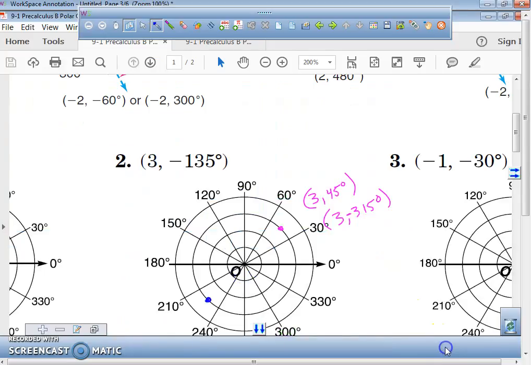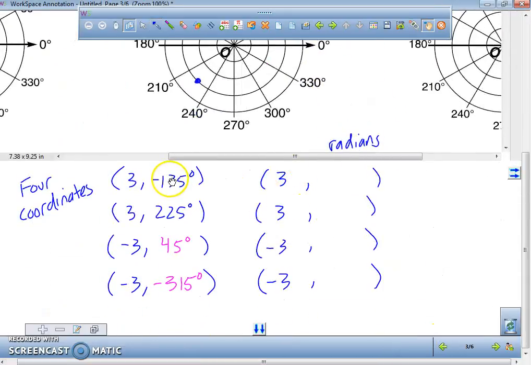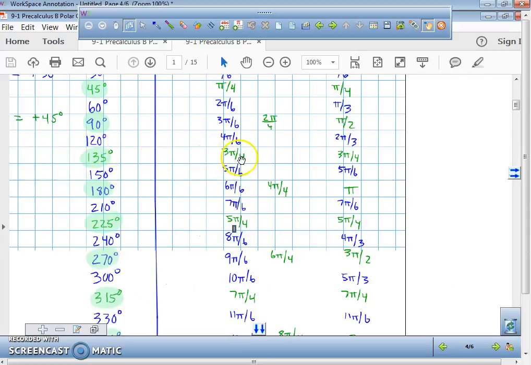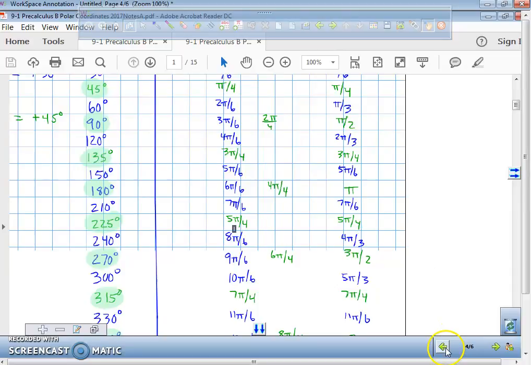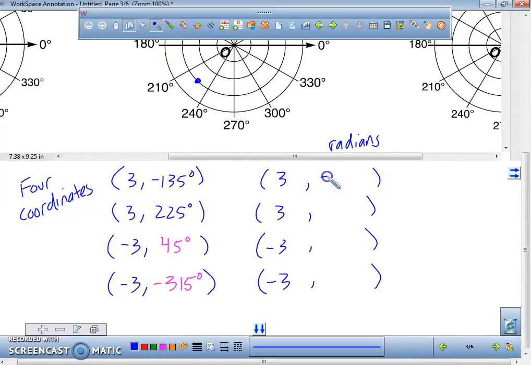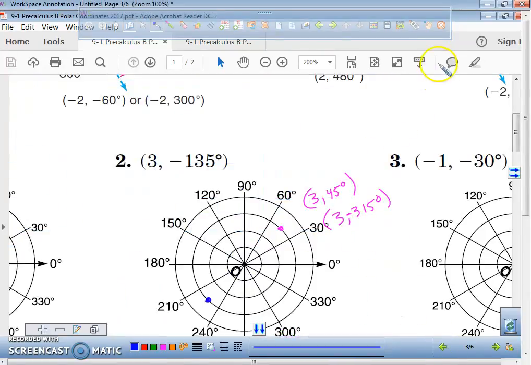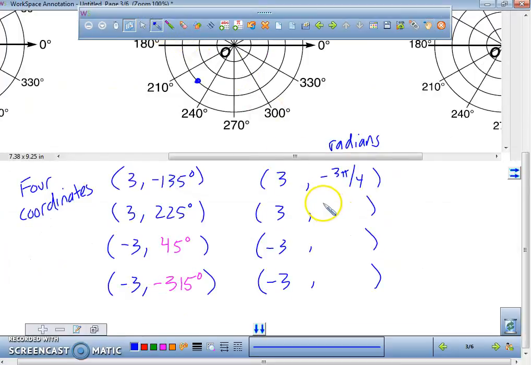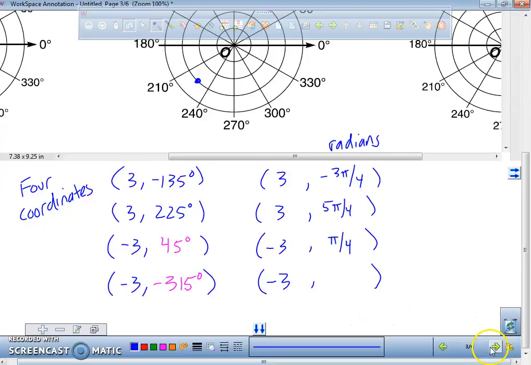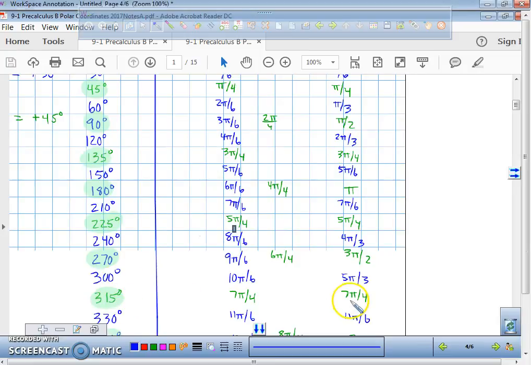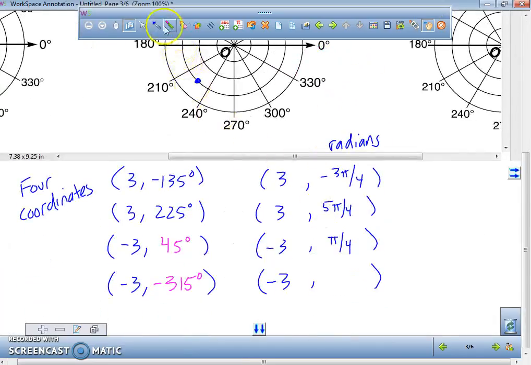All right? So if I were to say, on this problem, 135 degrees. Now we're going to look at my chart. We'll go 135 and see where am I at? I'm at 3 pi over 4. So right here, going to put negative 3 pi over 4. If I go to 225, let's go to the chart. 225, where are you at? You're at 5 pi over 4. So I'm going to write 5 pi over 4. Hopefully you haven't died yet. All right, at 45 degrees, you're at pi over 4. And at 315 degrees, you're at what? 7 pi over 4. So right now, I'm going to write a negative 7 pi over 4.